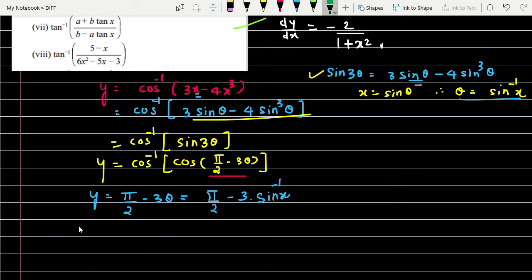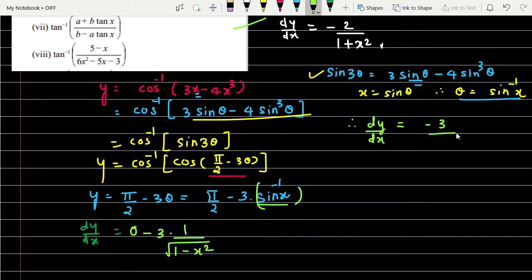Then differentiating with respect to x, dy by dx is equal to the derivative of pi by 2, that is a constant, which is 0, minus 3 times the derivative of sine inverse x. It is 1 upon root of 1 minus x square. So our answer will be dy by dx is equal to minus 3 upon root of 1 minus x square.